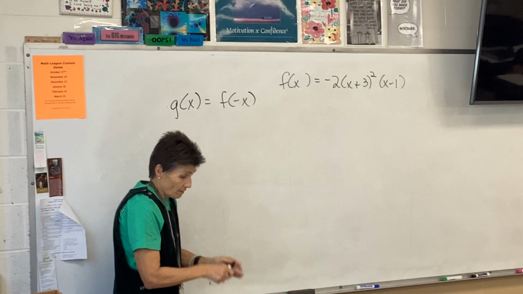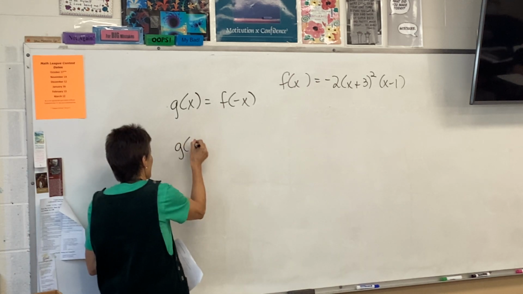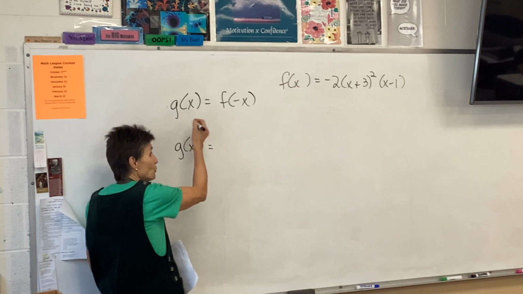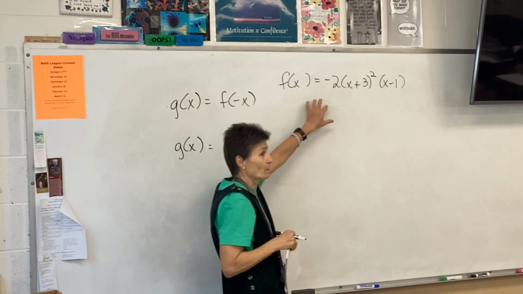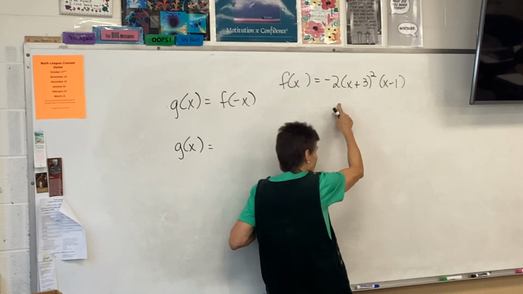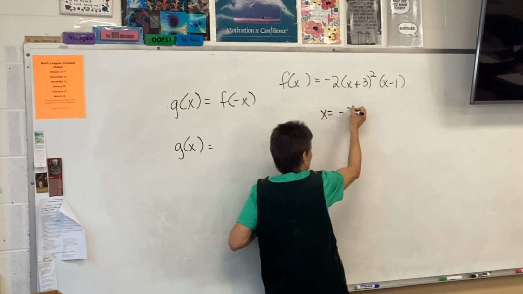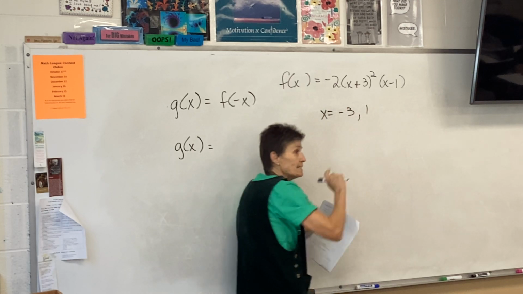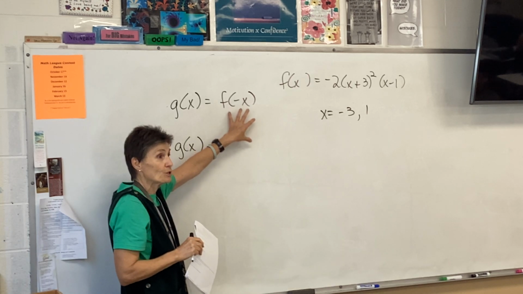So, first question says, find the zeros of g of x. Now, g of x is the new function. This is the transformed function. This is the original one. If we said what are the zeros of this, well, that's easy. What are the zeros? X equals -3 and 1. Easy. Now, what does this transformation do?